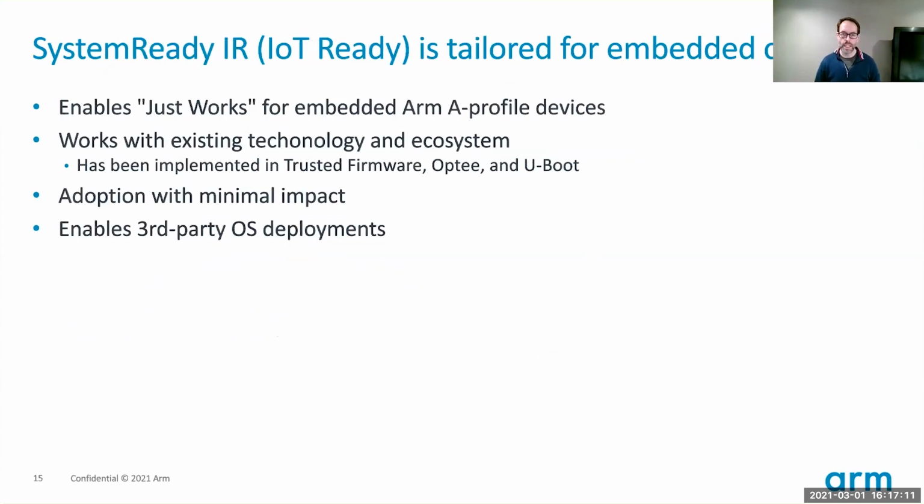So the tagline remains the same. This enables just works for the ARM A-profile devices, but it works within the existing ecosystem. And what just works means is slightly different with IR than what you would look for when you're trying to support a shrink-wrapped operating system market. So what IR means is it works with the existing technology and ecosystem.